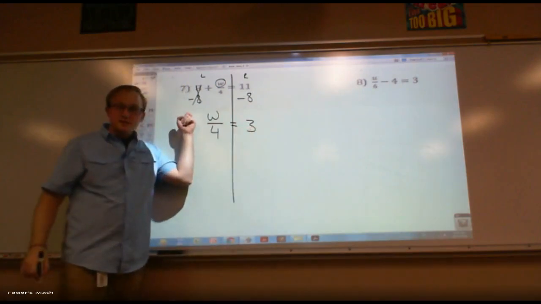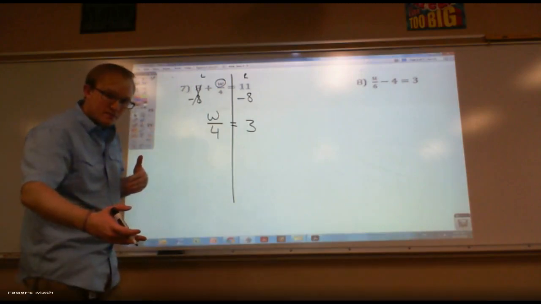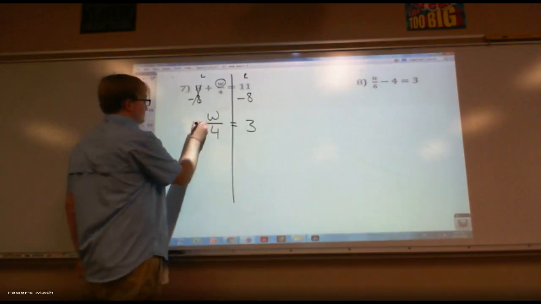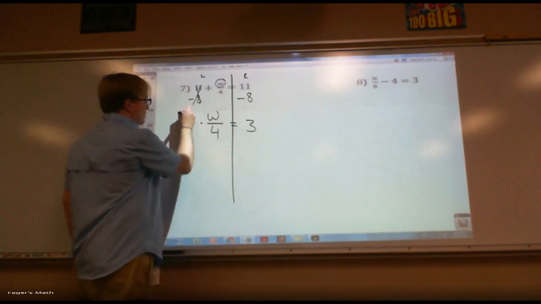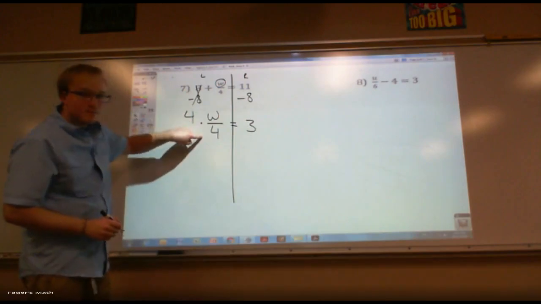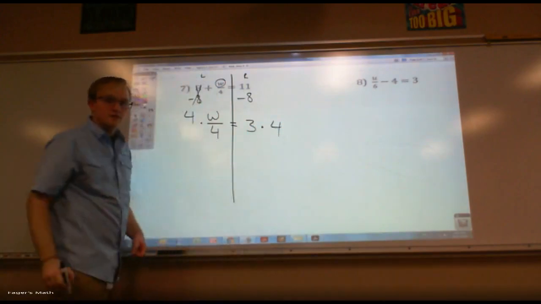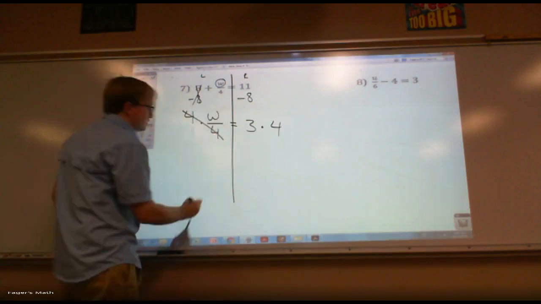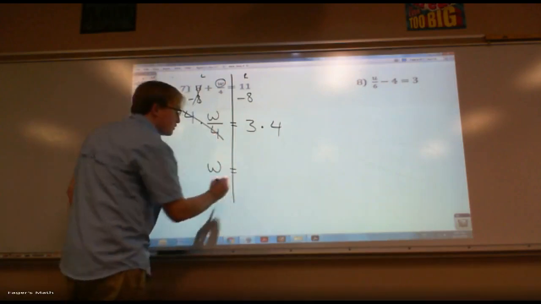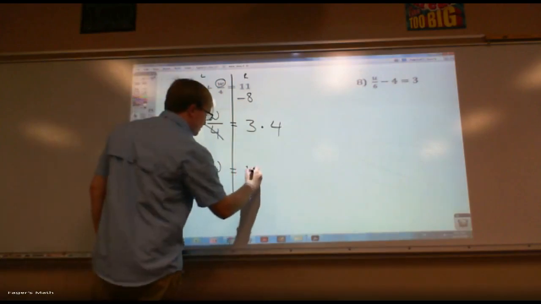Once again, this is W divided by 4. How do I undo division? Do multiplication. So I'm going to multiply by the denominator. This is basically on top, this is on bottom. What I do to one side, I do to the other. And these cancel out, leaving me with W is equal to 3 times 4, which is 12.